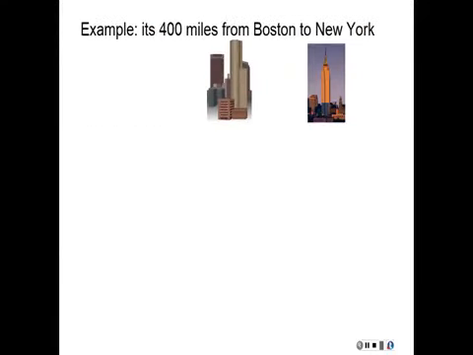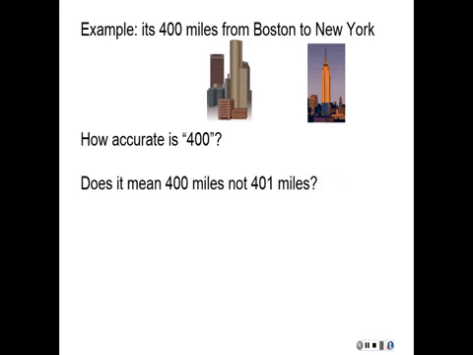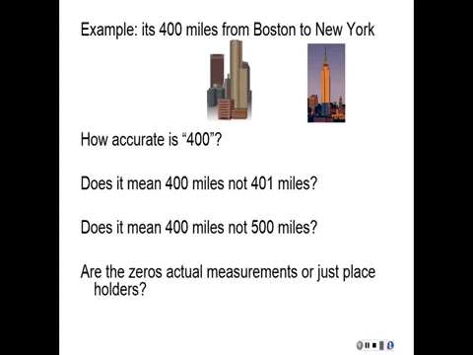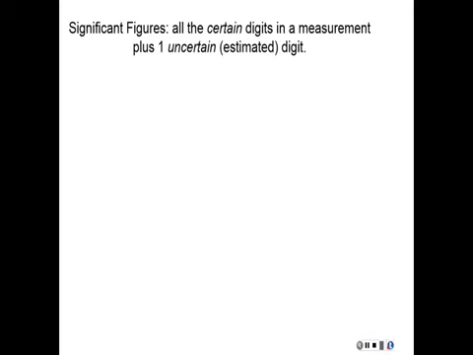It's 400 miles from Boston to New York. Believe it or not, that's supposed to represent Boston. So how accurate do you think the 400 is? Does it mean 400 not 401? Or does it mean 400 not 500? Are the zeros actual measurements or just placeholders, meaning they needed to write the numbers? So we have to have rules for this.